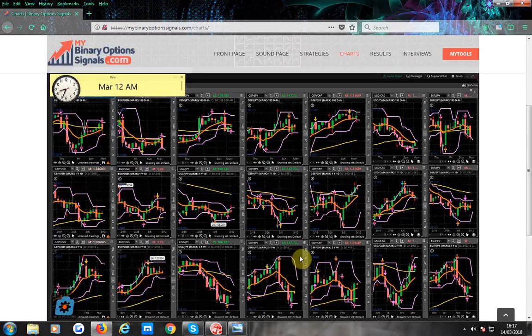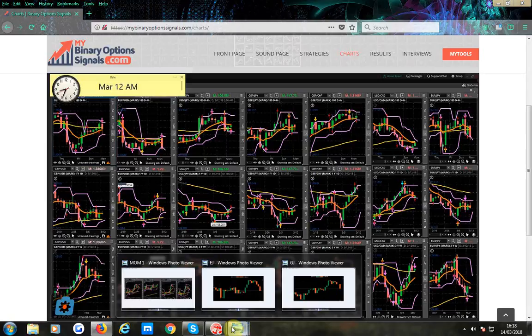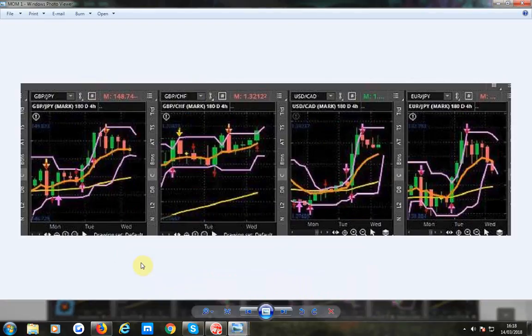Okay, so how do I enter those trades? Well, I'll just show you now. Basically it's a lot easier than you think. These happen during the night as well, which makes them so much sweeter. This was the GJ 4-hour chart.